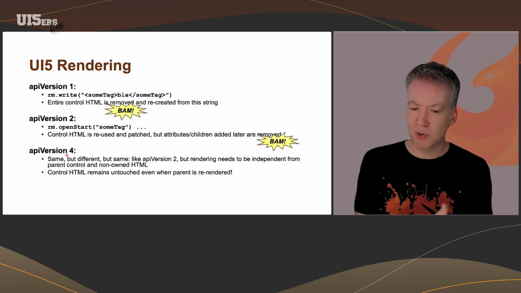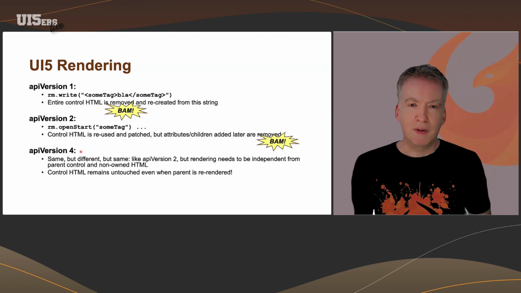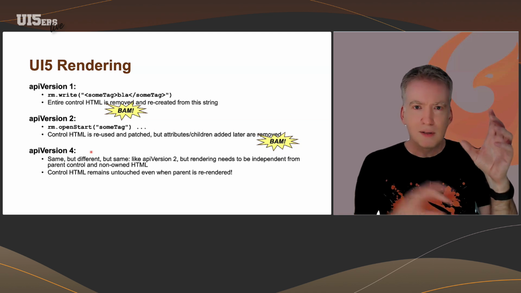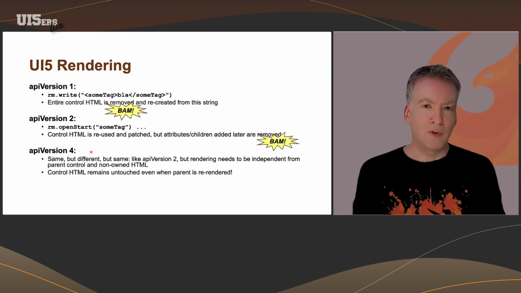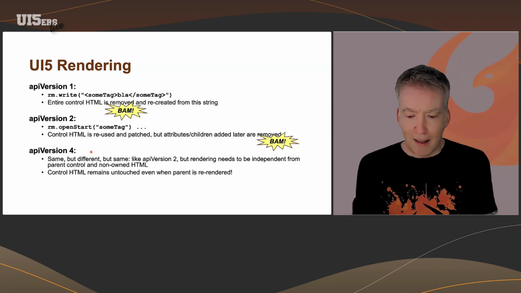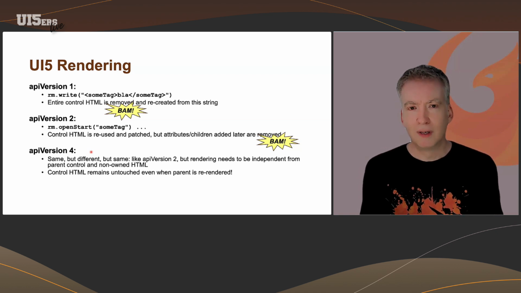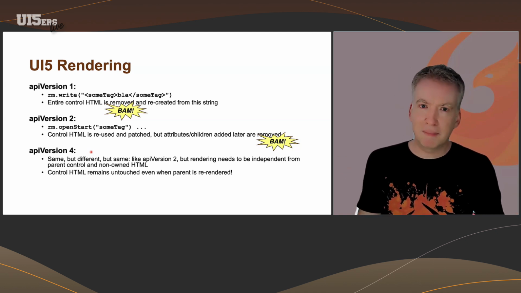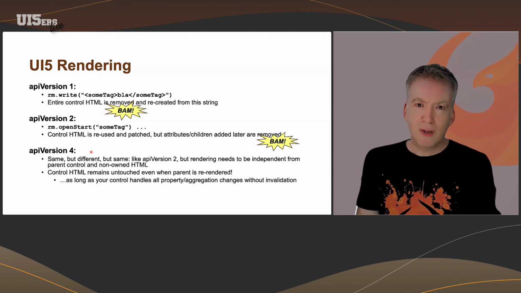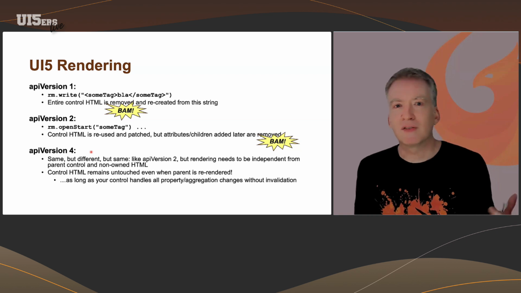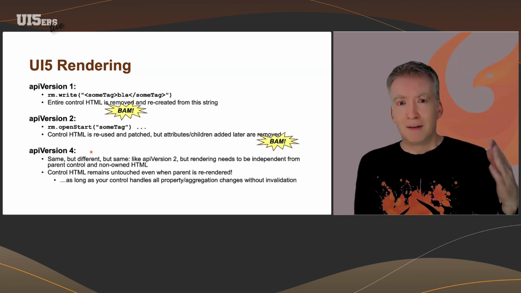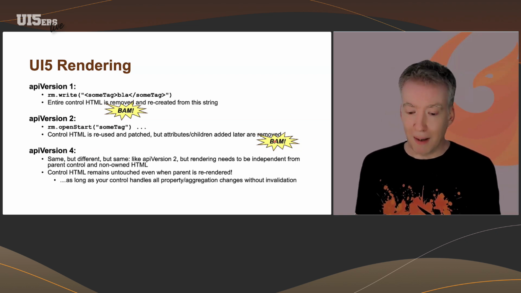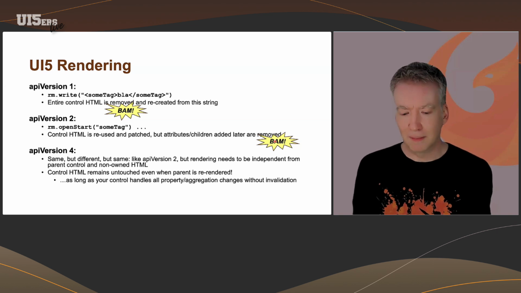So when they have API version 2, they can probably also be API version 4, which means even if the parent control is re-rendered, the renderer of these child controls is not even called. So this is again a performance improvement we have created. And this means the child controls remain untouched. That's cool for such content like maps and charts. As long as your control handles all property changes of the control itself, because when the control itself is changed, then it's invalidated, it's re-rendered, and we are back at API version 2, so the children are removed. But you can take care of that.